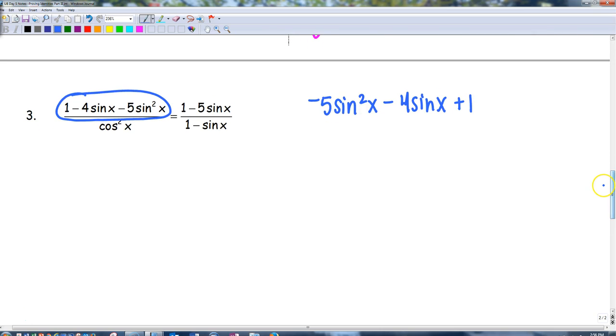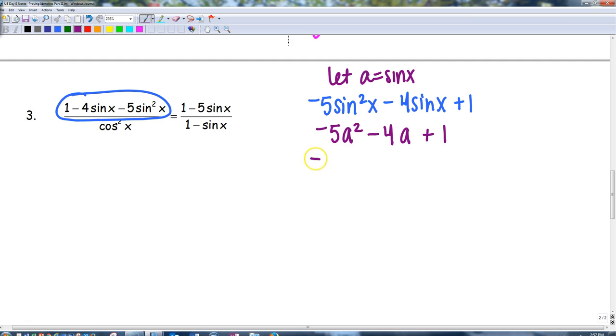But what I'm going to do is to just say let, my pen isn't working. Here it is. I'm going to let a equal sine of x. Because to me, negative 5a squared minus 4a plus 1 looks a lot more reasonable to factor. Okay, so basically we're going to Batman this.